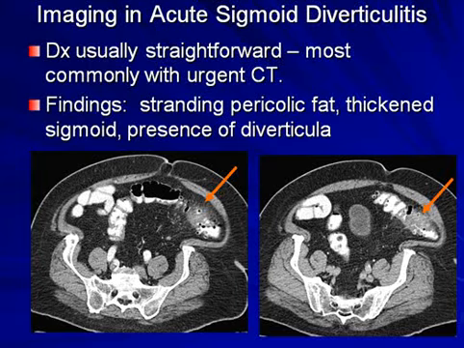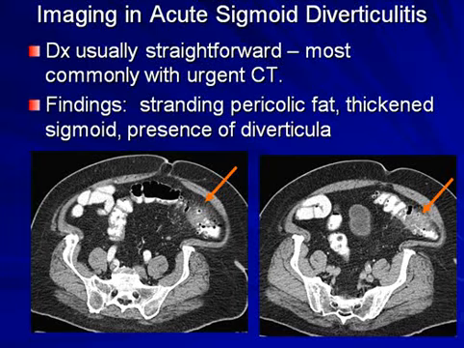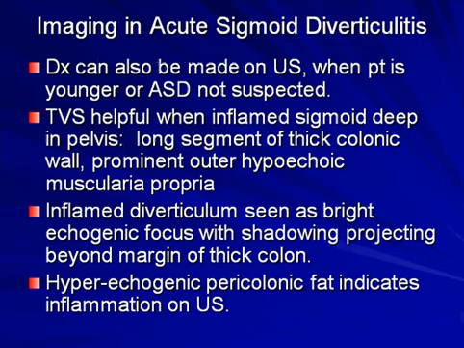We're all familiar with the appearance of sigmoid diverticulitis on CT. We notice here that there are multiple diverticula, and there's bowel wall thickening as well as haziness of the pericolonic fat. And these are classic findings of sigmoid diverticulitis on CT. The diagnosis is usually straightforward. But the woman may present with symptoms that are somewhat atypical and may end up having an ultrasound first.